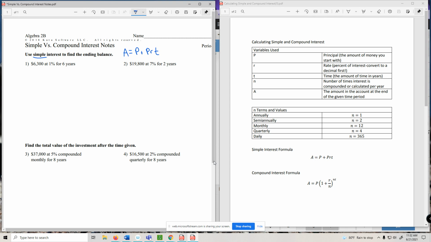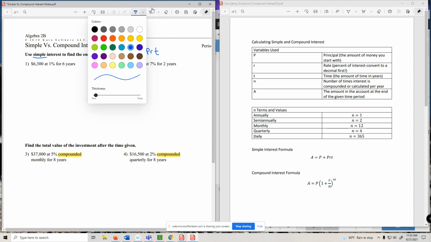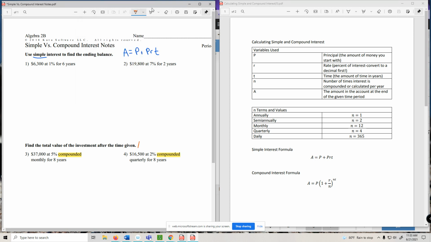The other two say find the total value of the investment. How do you know they're talking about compound? You know they're talking about compound because you see this compounded. Anytime you see the word compounded and then something like monthly or quarterly or whatever, that's how you know you're using compound interest. The compound interest formula I'm going to write just so we can look at it when we're looking at these problems. P times (1 plus R divided by N) to the N times T power.